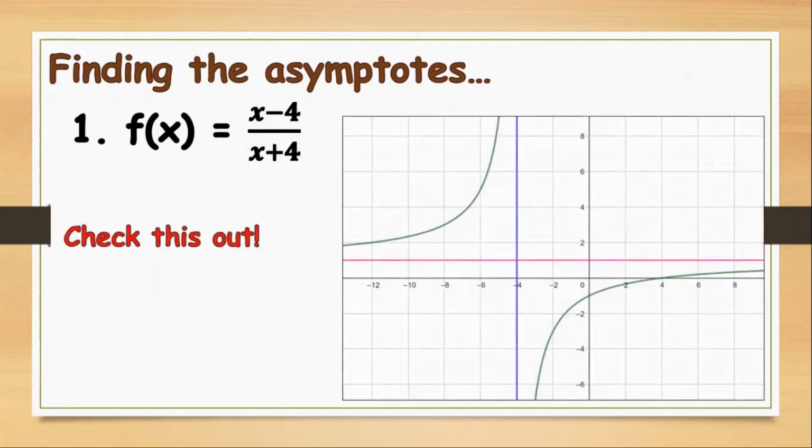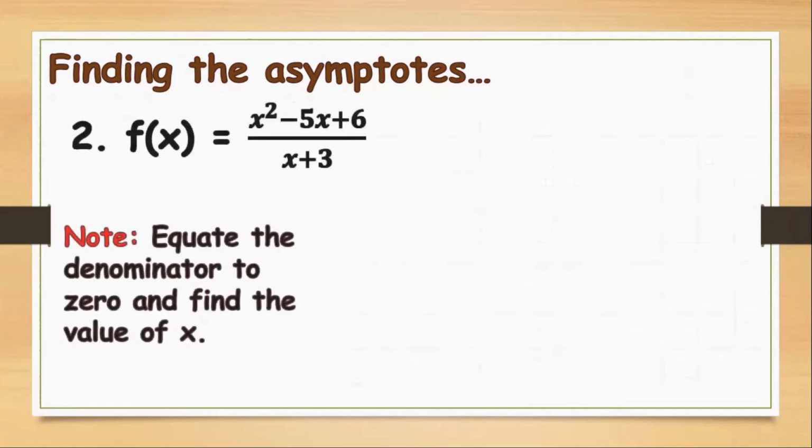Let's try to check out this graph. This line passing here, the pink line, is the horizontal asymptote. It is really y equals positive 1, and also this standing line here, which is in blue, is our vertical asymptote, and it is really x equals negative 4. Let's continue with our example number 2.